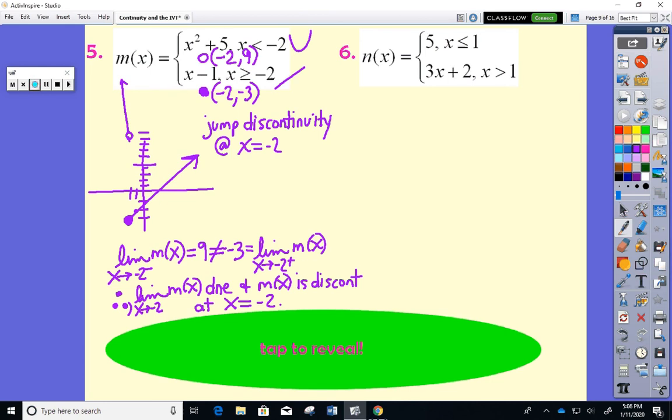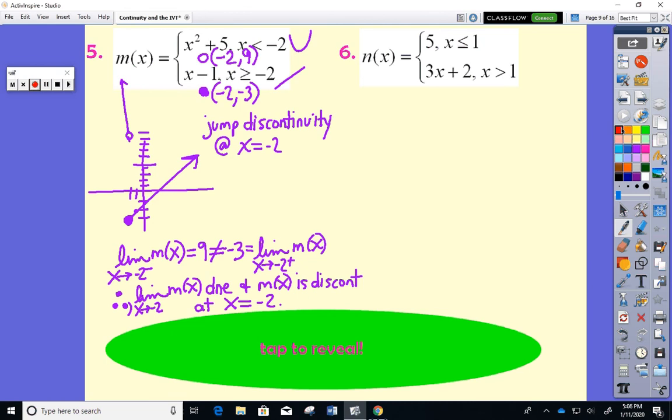So I proved that the limit does not exist because the left-hand and right-hand limits don't exist. And I proved that the function is discontinuous at x equals negative 2 because the limit does not exist. So I'm building using all these things that I've learned.